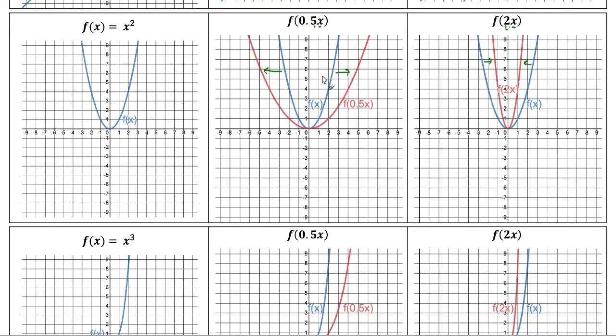So we can tell that when we multiply by a number with an absolute value between 0 and 1, then you get wider. It's a stretch. This is a stretch.